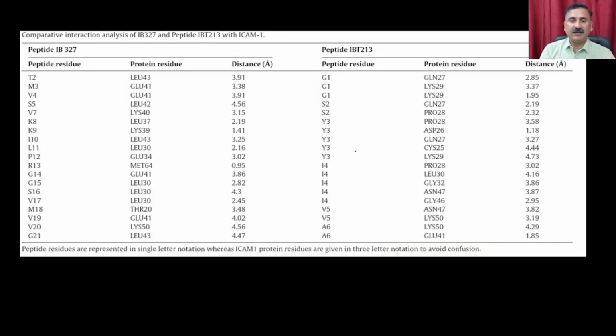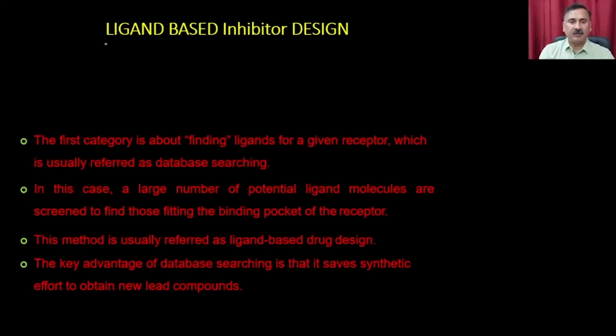And what we have found is that this new molecule, which is the IB327, is as efficient as the IB peptide. This is the IB peptide, a larger peptide, and this is a smaller peptide, and both have very strong interactions with all the residues that we identified for the interactions. So this is the receptor-based studies that you can perform to design new inhibitors. Then let's move on to the next molecule, and the next is ligand-based inhibitor design.